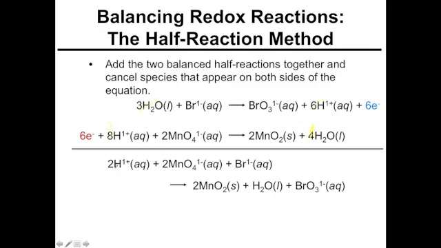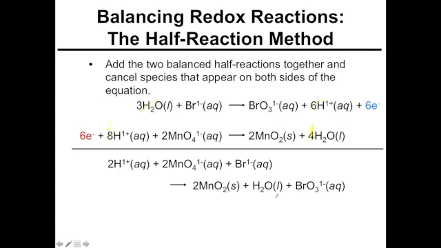I end up with my 2 H+, my 2 MnO4-, my 1 Br-. On the product side over here, I have my 2 MnO2s, my 1 water remaining, and my BrO3- ion. And so finally, we need to just check this to be sure that it is indeed balanced for both atoms and charges. So let's check the atoms first.